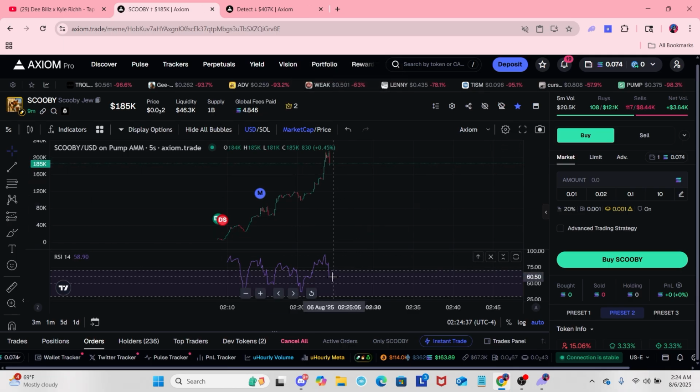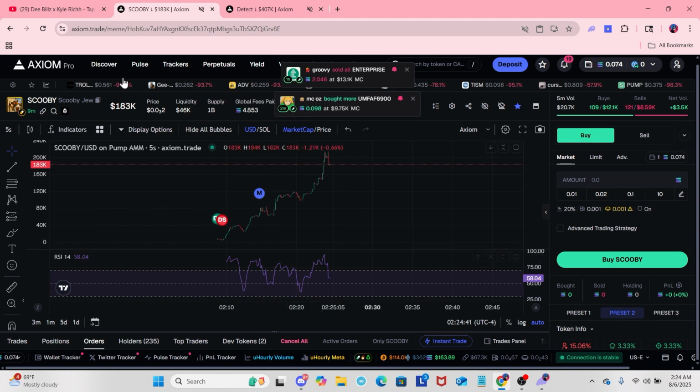Look, I see right here. If that dip would have hit all the way down here, I would have probably bought in, because that's a good amount of volume.